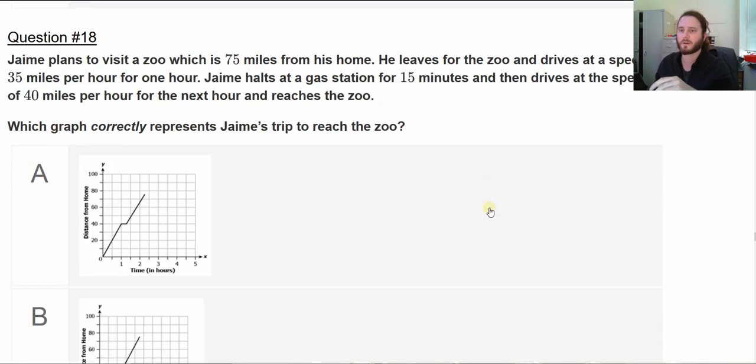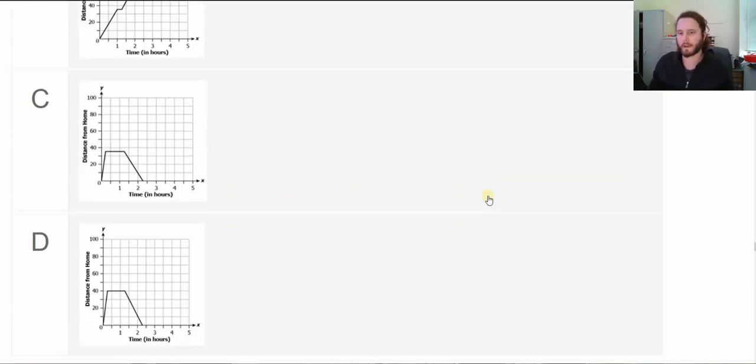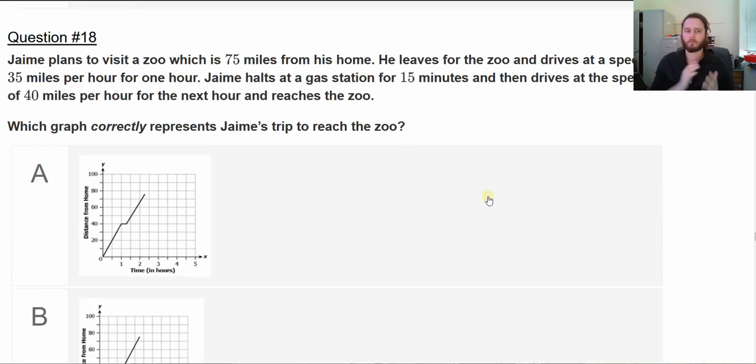Let's go ahead and do number 18. So number 18, this is one of those graphing stories. So I want you to read number 18, work it out, choose a graph that you think works, and then unpause the video and see if you can do the rest of it. So pause it now and work this out. This should take you like maybe 2, 3 minutes before you unpause it.